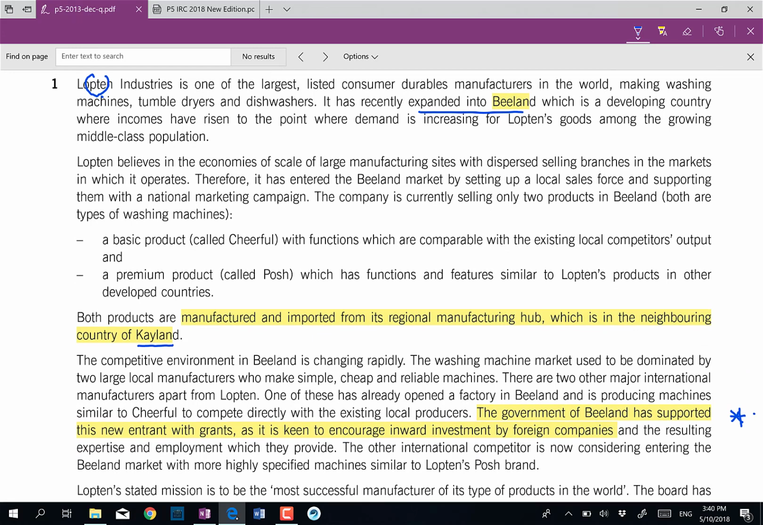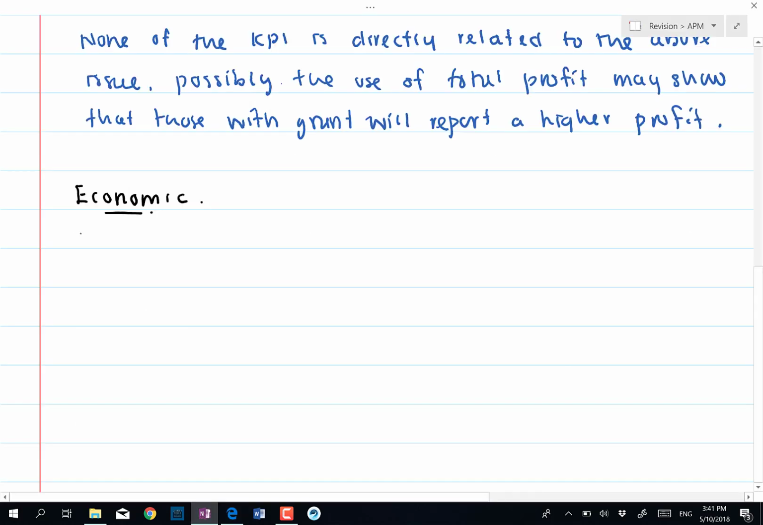It has recently expanded into B-land, which is a developing country where its income has risen to the point that demand is increasing for Lopten's product and among the growing. So the income of the population is increasing. So I'm going to give you point form only. So income of population in B-land increase.